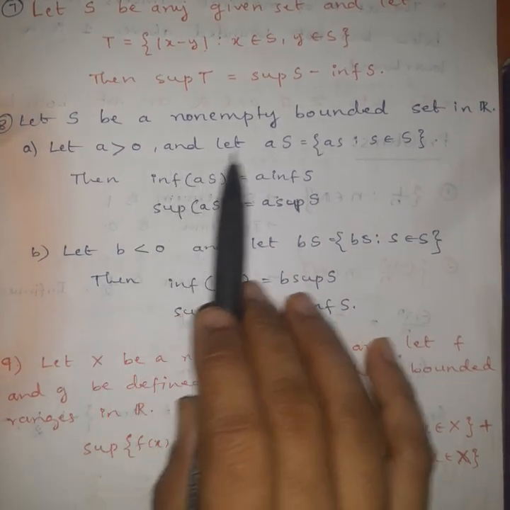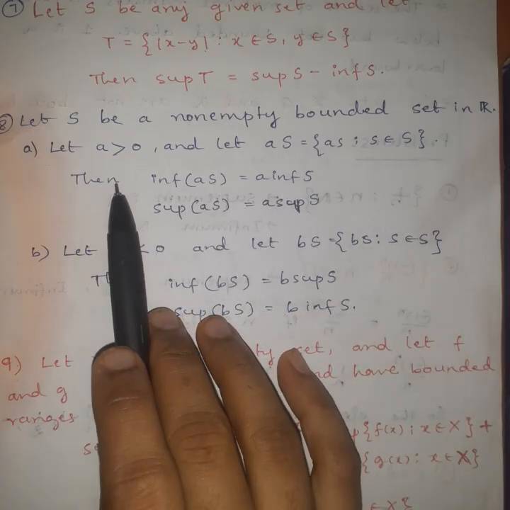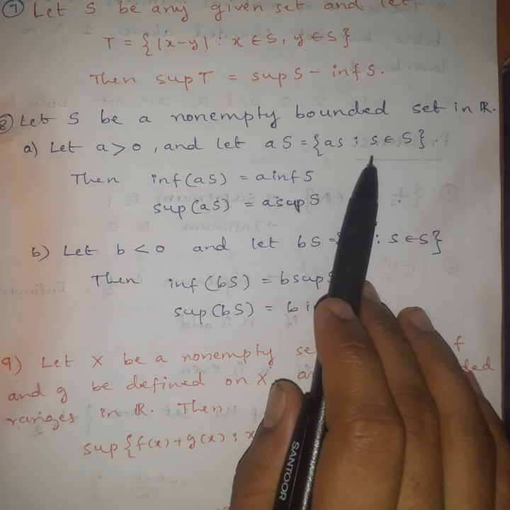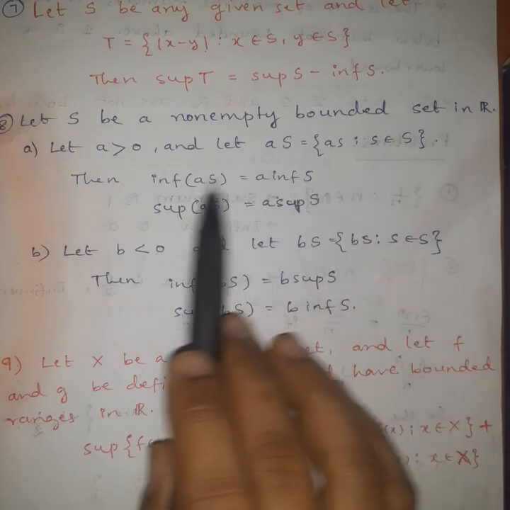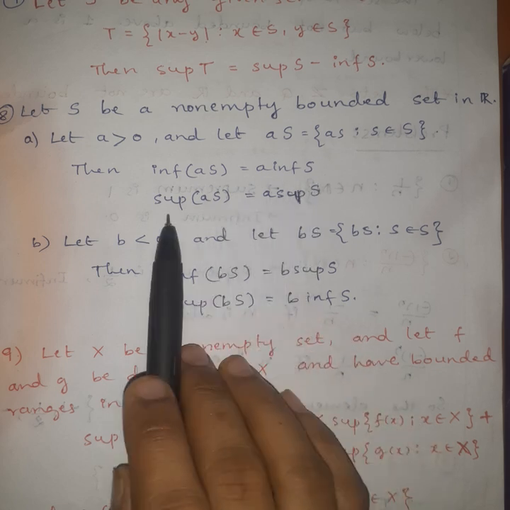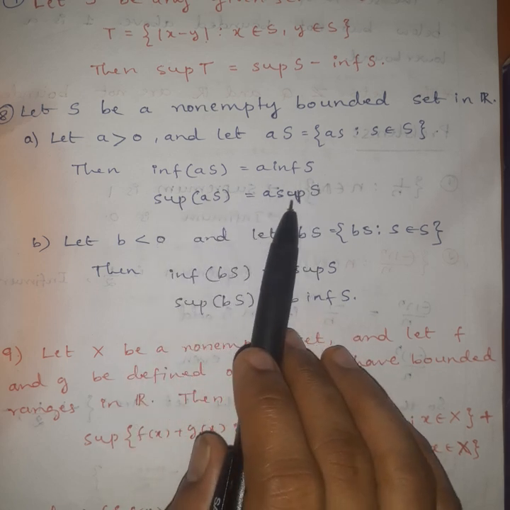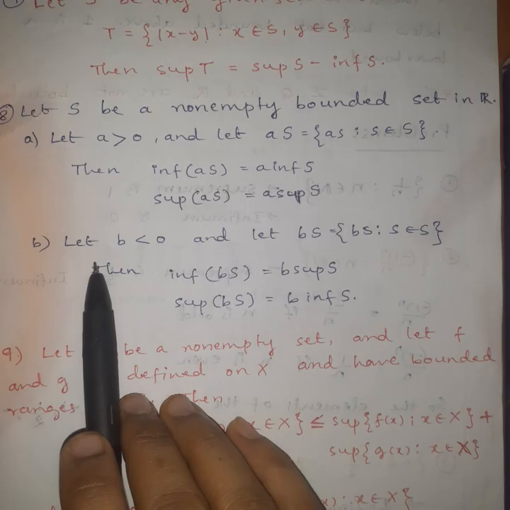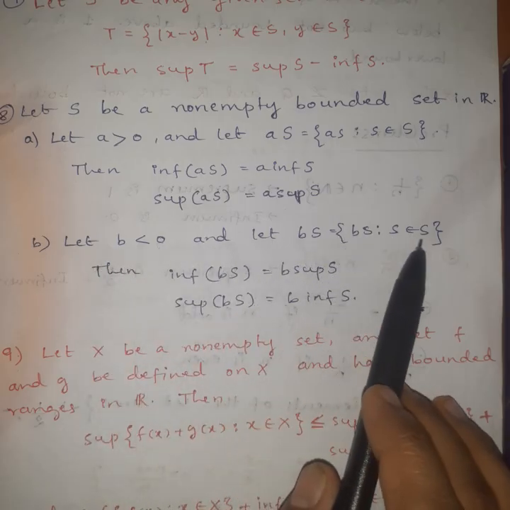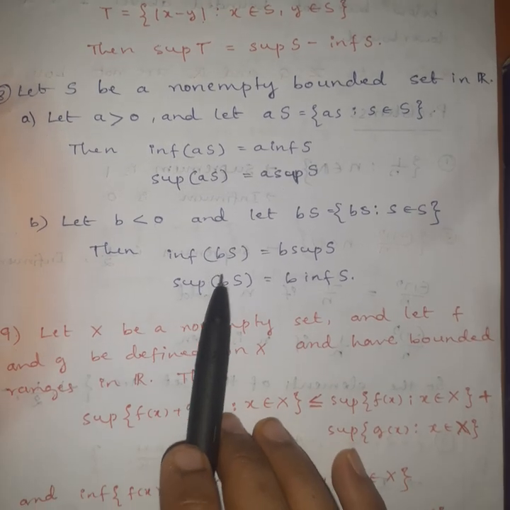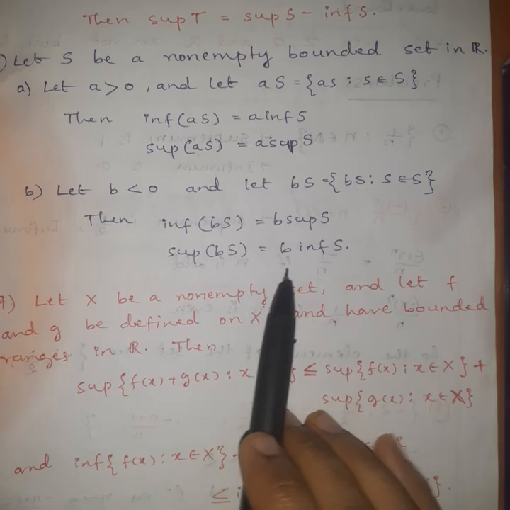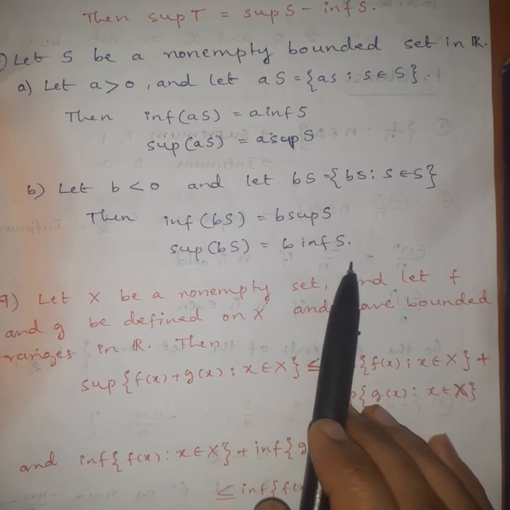Let S be a given non-empty bounded set in R. Let a be greater than 0 and let aS be the set of all as such that s belongs to S. Then infimum of aS is equal to a times infimum of S. Supremum of aS is equal to a times supremum of S. Let b be less than 0 and let bS be the set of all bs such that s belongs to S. Then infimum of bS is equal to b times supremum of S. Supremum of bS is equal to b times infimum of S.